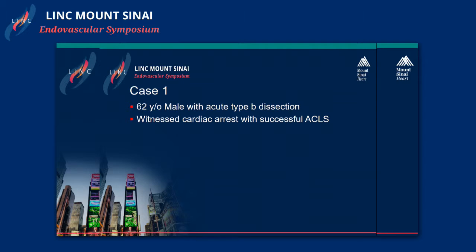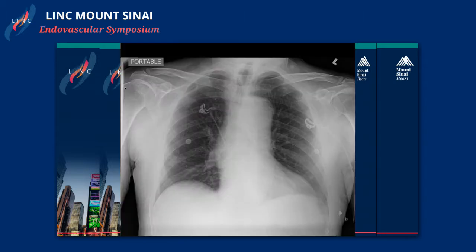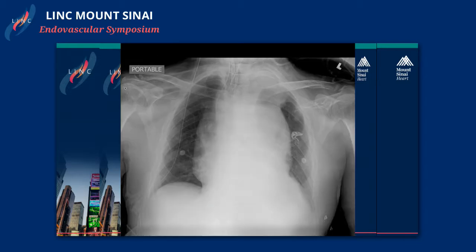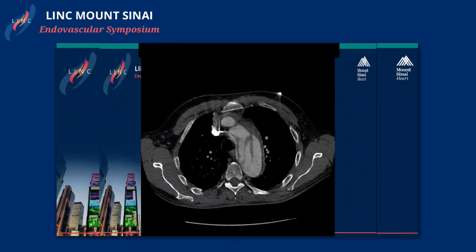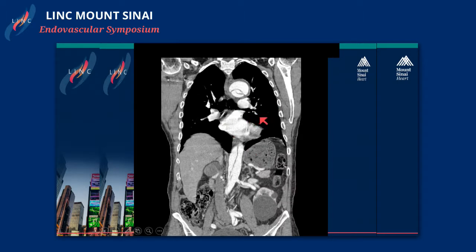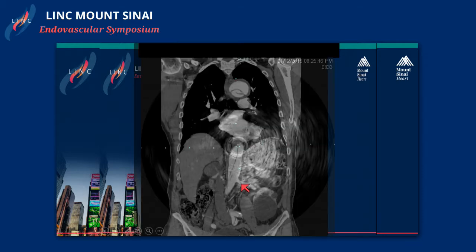The first case to demonstrate this is a patient with an acute type B dissection. He had a witnessed cardiac arrest with successful ACLS. When he came in, this was his initial chest x-ray. After ACLS, this was his chest x-ray, so he developed cardiac tamponade that I can't explain fully. This is his upper aorta. You can see a very bad type B dissection with acute aneurysm. This is another shot of it. He also had dissection extending into his left renal.